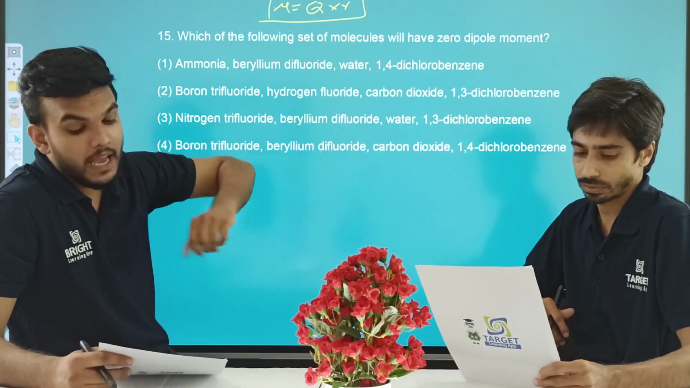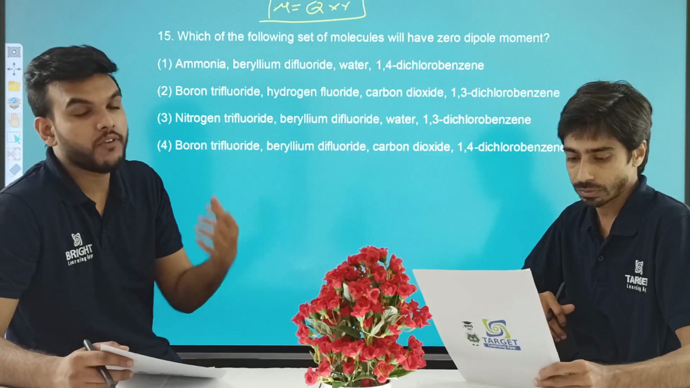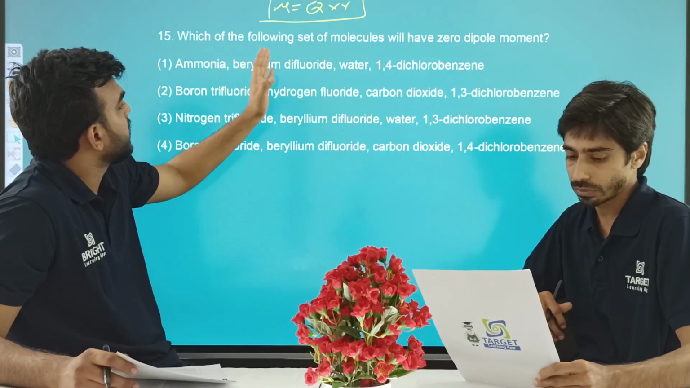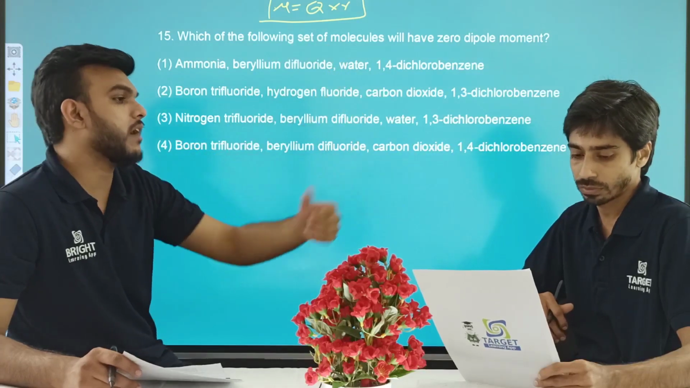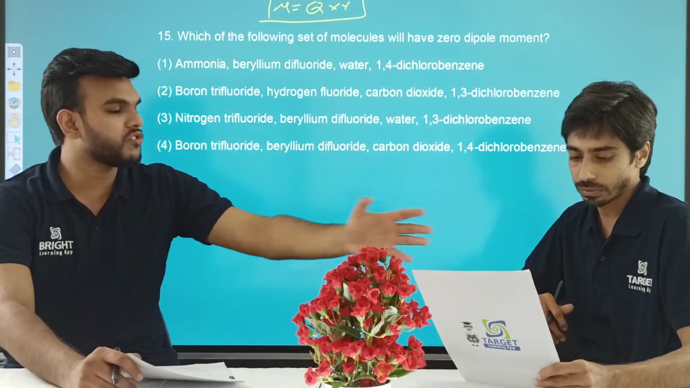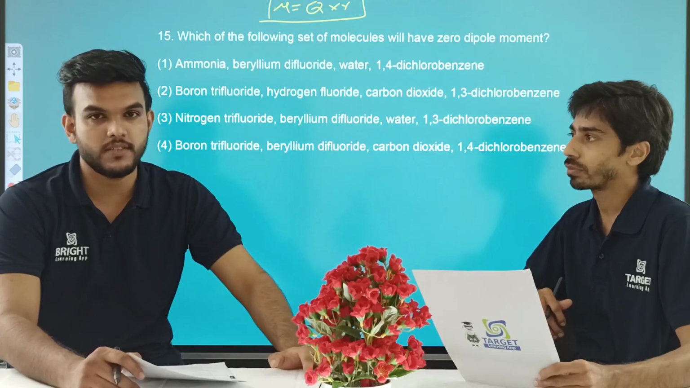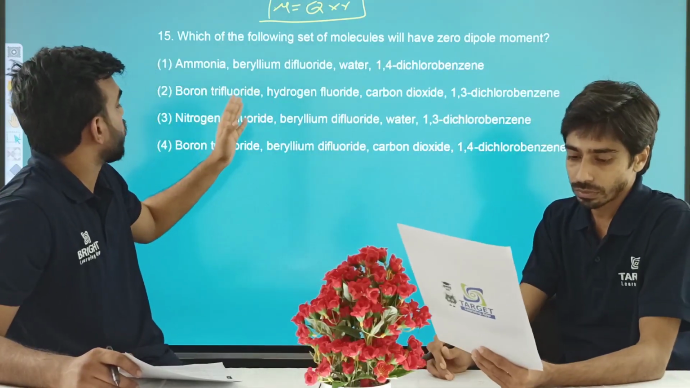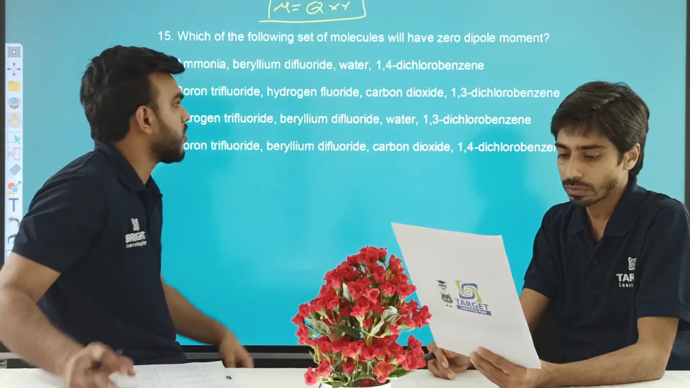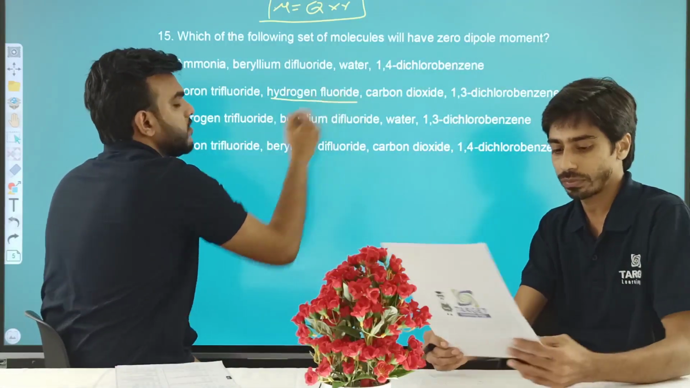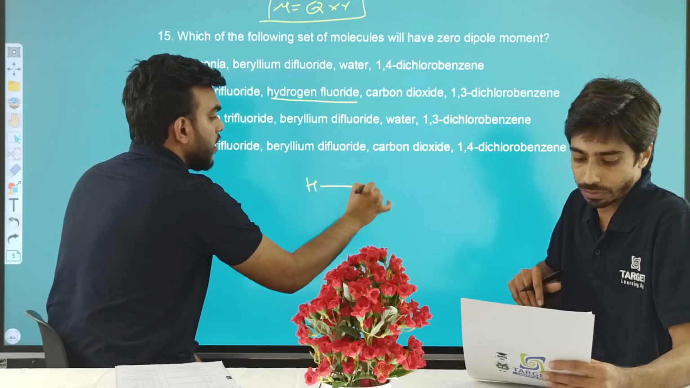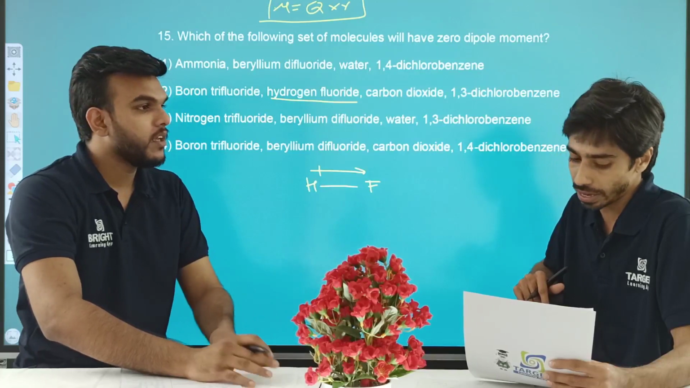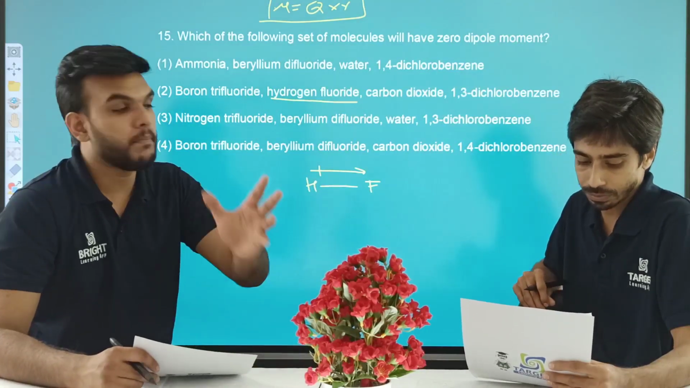We have to find the molecules with zero dipole moment. In the first option, ammonia, beryllium fluoride, water does not have a zero dipole moment, as you study from the structure of water. In the second option, boron trifluoride, hydrogen fluoride, HF: how can this HF have a zero dipole moment? H is here, fluorine is here. It will be like this, so it carries a dipole moment, with a particular value.